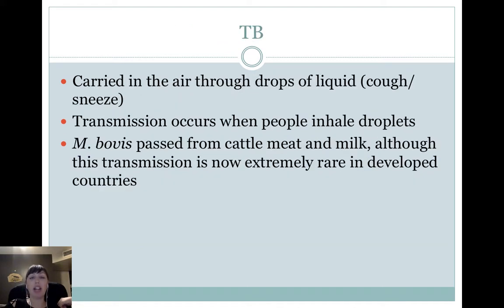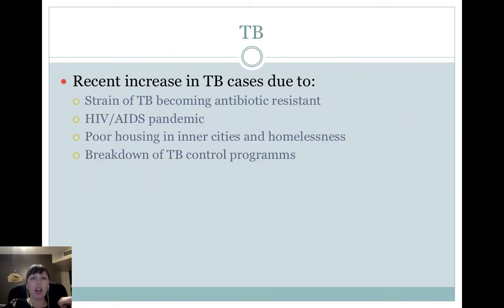So TB is carried in the air through drops of liquid, like coughs or sneezes. The transmission occurs when people inhale those droplets. M. bovis is passed from cattle meat and milk, although this transmission is now extremely rare in developed countries. Okay, recent increases in TB cases are due to a strain becoming antibiotic resistant, to the HIV and AIDS pandemic, poor housing in inner cities and homelessness, as well as a breakdown of TB control programs.